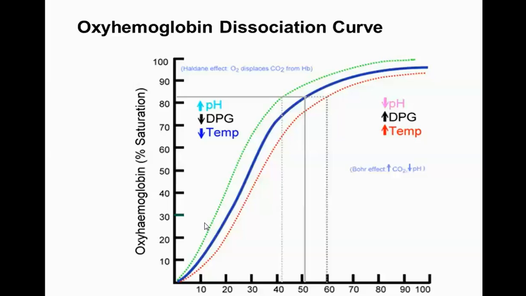The last thing is a parameter you can find in your ABG, which is P50. What is P50? It is the PO2, the pressure of oxygen, needed to saturate 50% of hemoglobin. Normally it is about 26 to 27 millimeters of mercury. What is its importance? Let's discuss it.